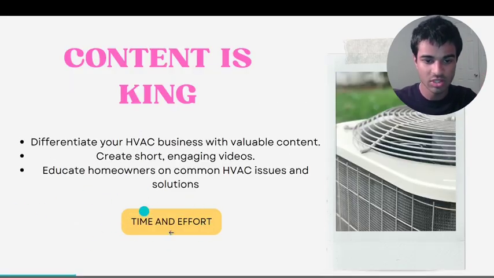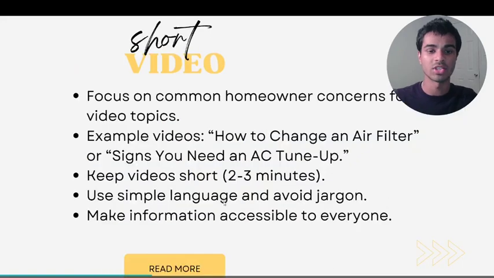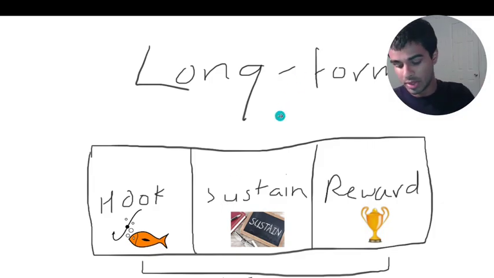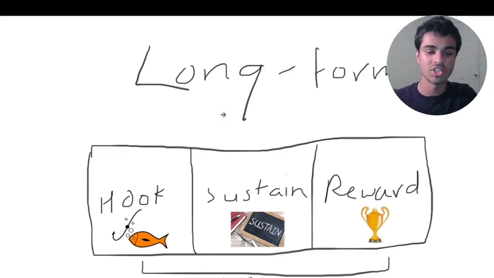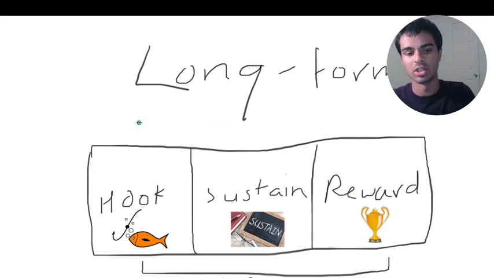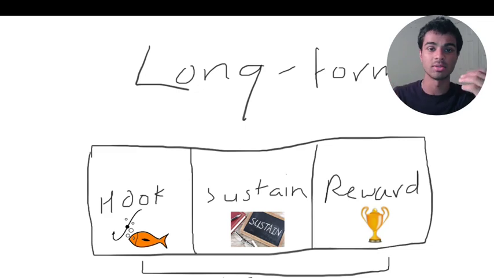Time and effort is what you want to put in when you're making this content. Now, this is something that I actually adopted from Alex Hormozi's book, but I changed it a little bit. There are two types of content, long form and short form. I'm going to talk about both, and about how you can make both with the least amount of effort possible because they're interconnected.